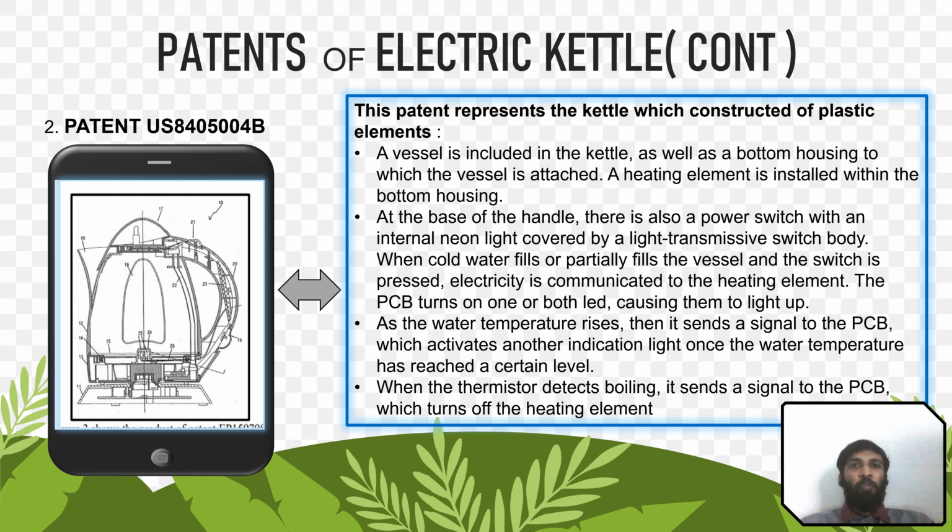As the water temperature rises, it sends signals to the PCB, which activates another indication light once the temperature has reached a certain level. When the thermistor detects boiling, it will send a signal to the PCB, which turns off the electric heating element. That's all from me. Thank you so much.